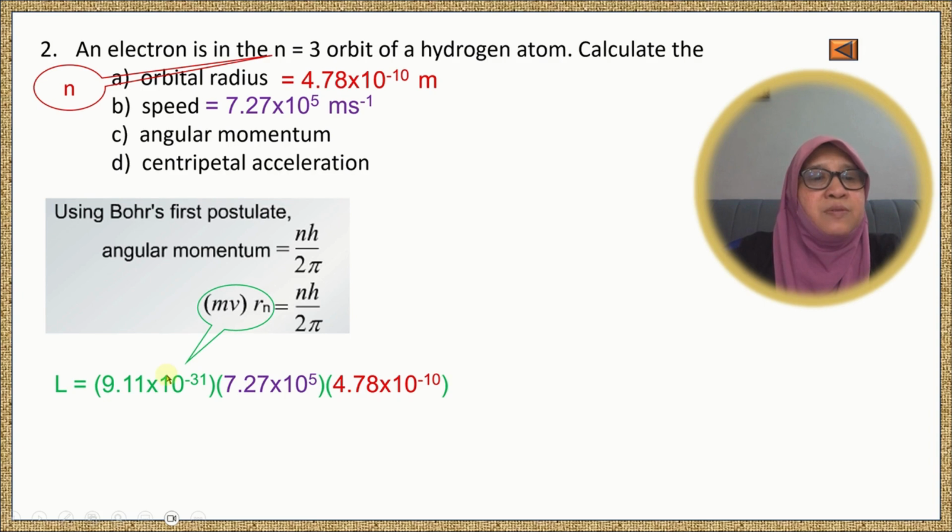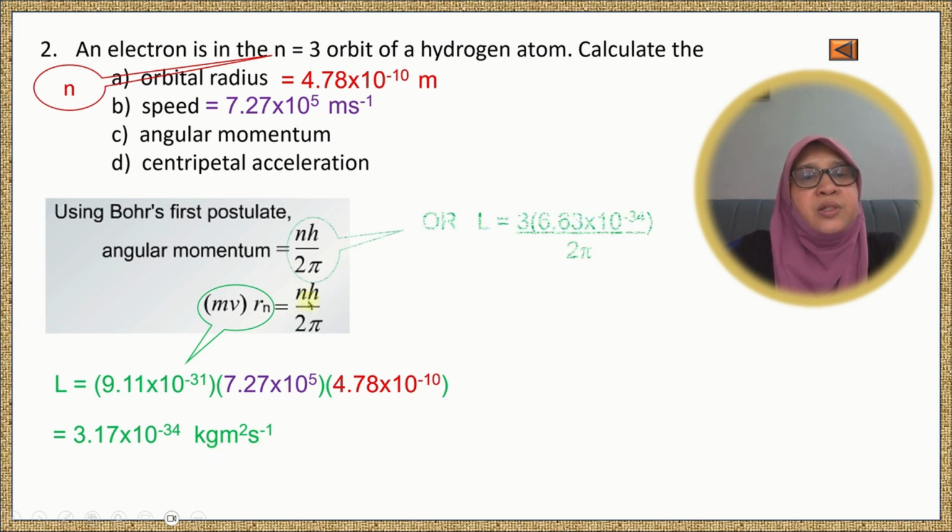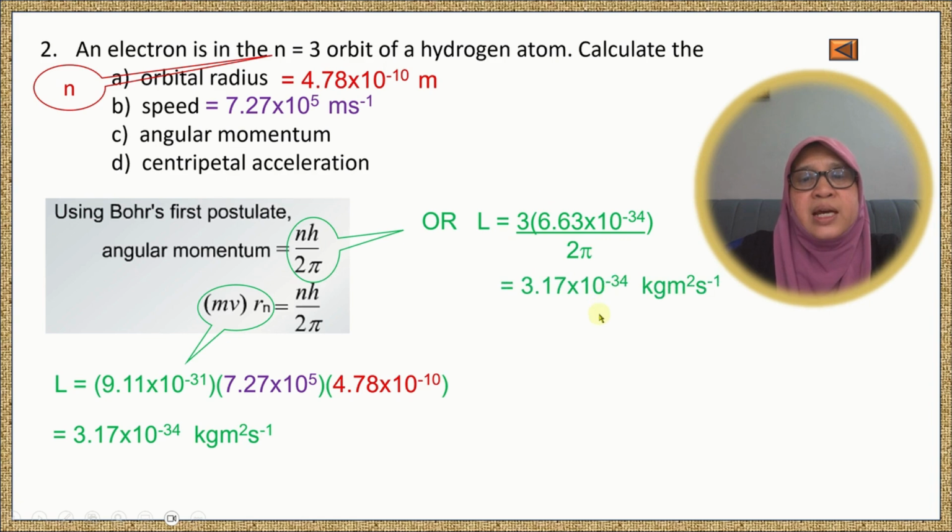If we use the mvr formula, the mass of the electron is 9.11 times 10 to the power of negative 31. The speed calculated in B is 7.27 times 10 to the power of 5, and the radius calculated in A is 4.78 times 10 to the power of negative 10. So we get the answer, angular momentum, 3.17 times 10 to the power of negative 34 kilogram meter squared per second. If you use the second formula, nh over 2 pi, we substitute n equals 3 and the Planck constant, and then divide by 2 pi, so the answer is the same.